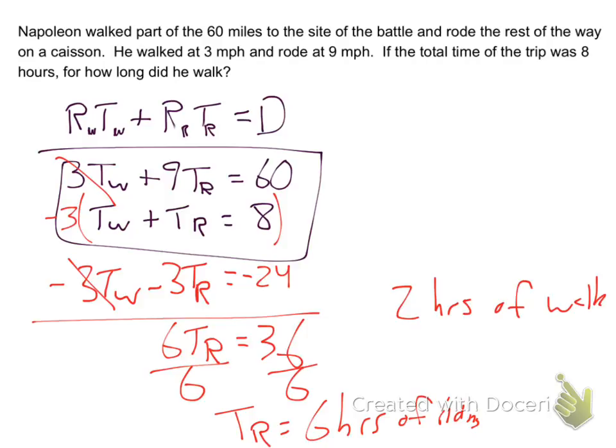Technically, you can use the second equation, the TW plus TR equals 8, and you can figure that out.